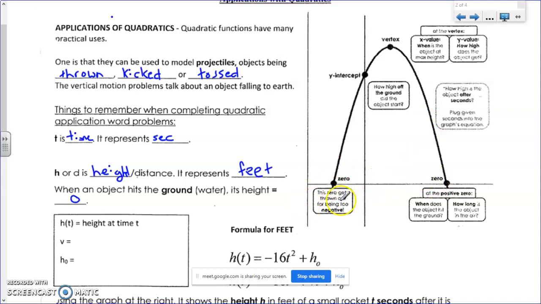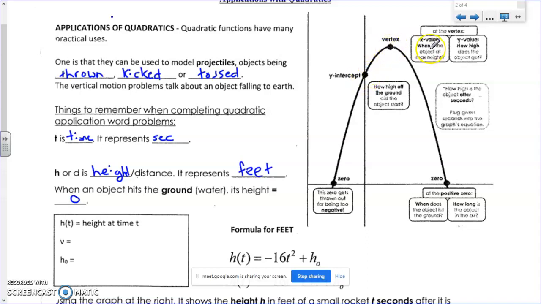This is a 0, but it's negative, so we throw it out because you can't have negative time. The y-intercept is how high off the ground the object starts. So your y-intercept is your initial value, and that's what it is on the graph anyway, right? The y-intercept, if you recall, is your starting point. Remember, in linear functions, you always start with the y-intercept. And so that's your initial, how high it is off the ground.